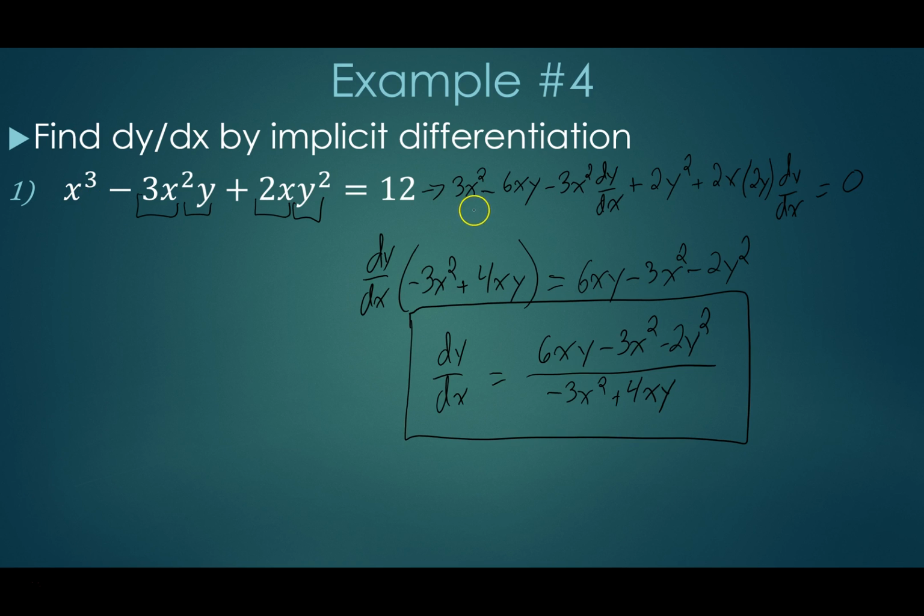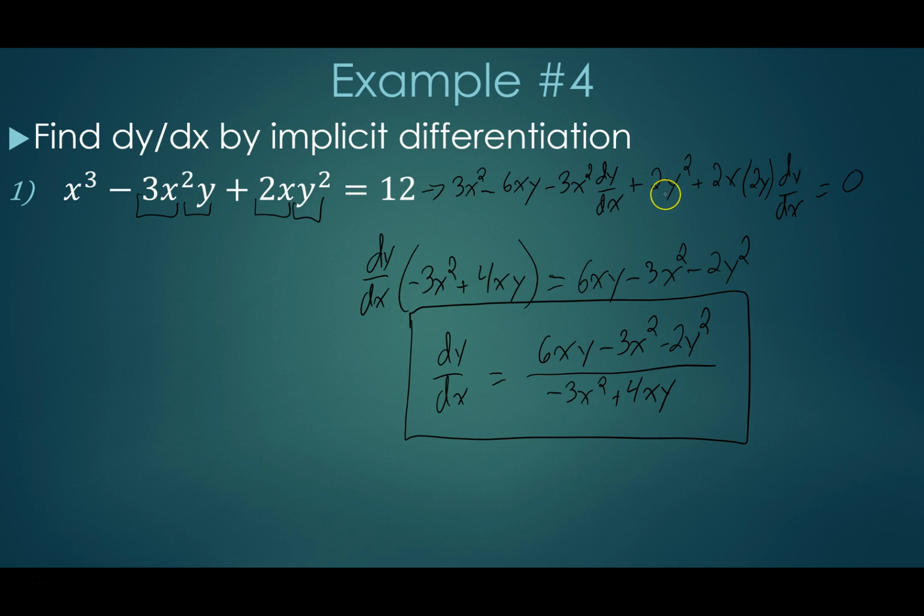The derivative of x cubed is 3x squared. Then again, our product rules, the derivative of the first, negative 3x squared, becomes negative 6x times the second, y, minus our first expression, 3x squared, times the derivative of the second, the derivative of y is just simply dy/dx. And the next one, the derivative of 2x is 2, so it's 2y squared. The derivative of y squared is 2y dy/dx, that's why it's 2x times 2y dy/dx. And the derivative of 12 is 0.